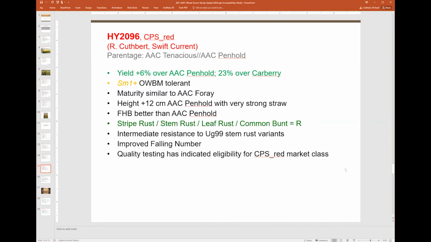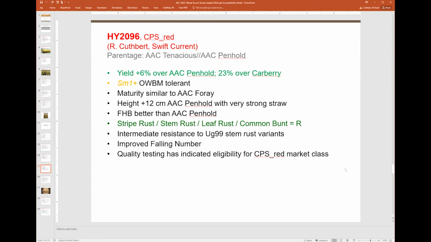HY 2096 is interesting. It's a doubled haploid of Tenacious and Penhold, trying to get the FHB resistance from Tenacious and keeping the plant height of Penhold, essentially. This one doesn't yield quite as well as 2095. It's 6% over Penhold and 23% over Carberry. It's an SM1 positive again. And it's a little bit taller. It's 12 centimeters taller than Penhold. So likely about a head taller than a Carberry, but it is very, very strong straw, just like Penhold. And its stripe rust, stem rust, leaf rust, common bunt appear to be rated R, and has resistance to UG99 stem rust variants.